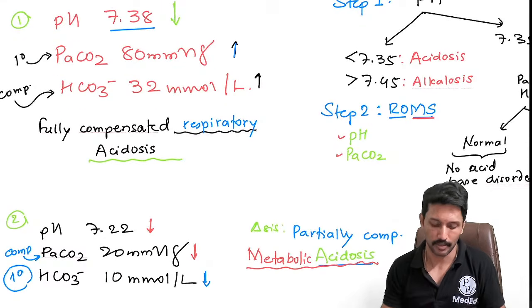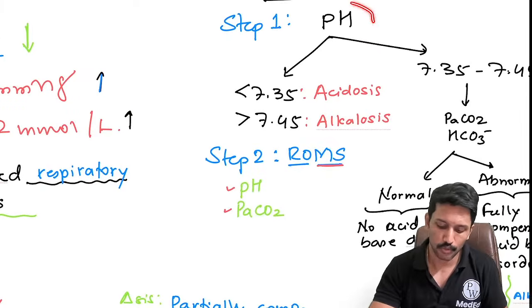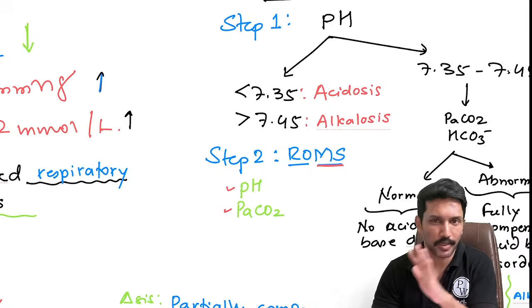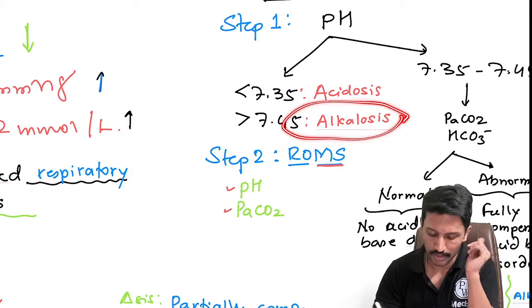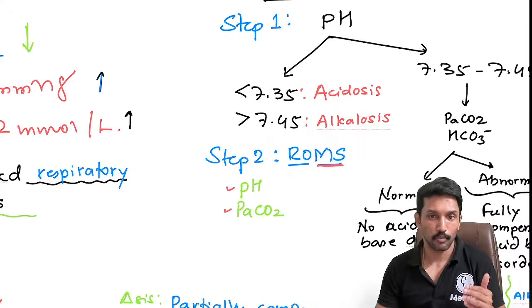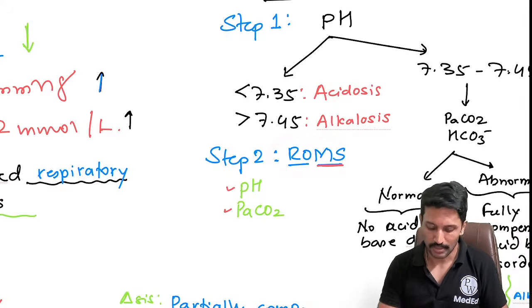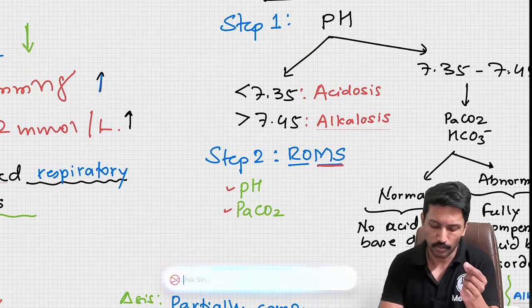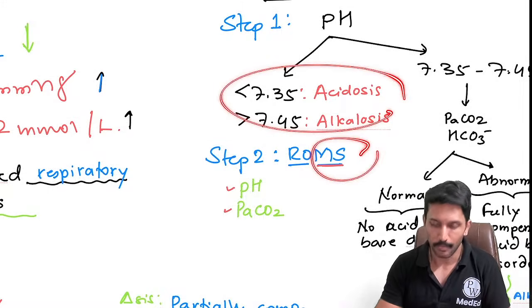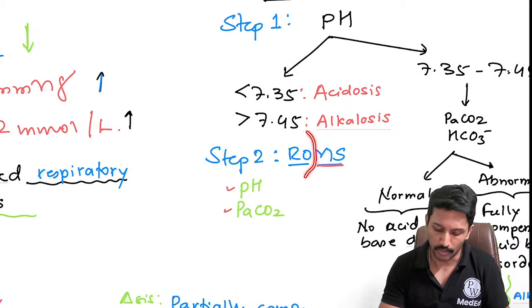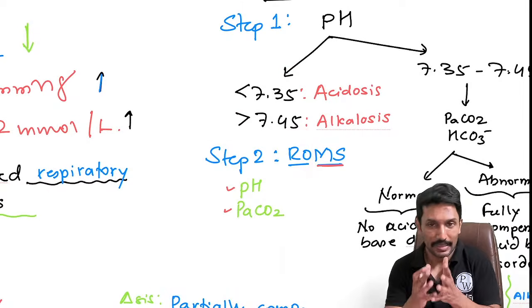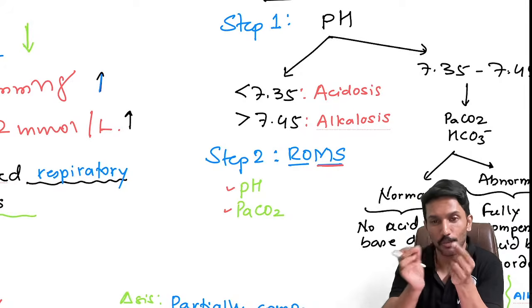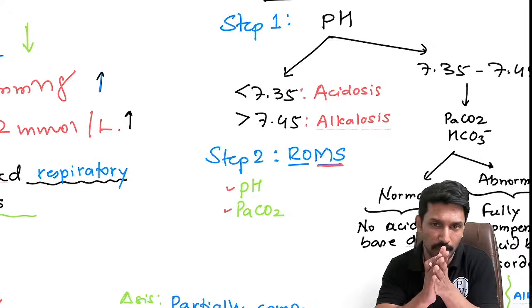Okay, so let me summarize again. Whenever you get an ABG, the first thing you should do is look at the pH. Less than 7.35 or more than 7.45, you know it is acidosis or alkalosis. Next, you decide respiratory or metabolic by looking at the ROMES. You assign a direction to pH and PaCO2. If they are in the same direction, whatever your abnormality was, that will be labeled as metabolic. If they are in the opposite direction, you will label it as respiratory. And in that case, you will figure out which one is the primary abnormality and which one is the compensatory change by looking at respiratory versus metabolic.